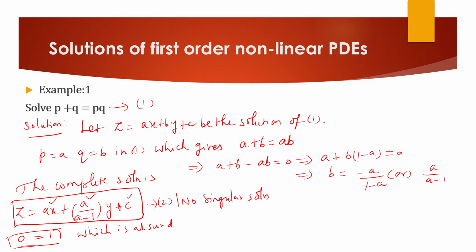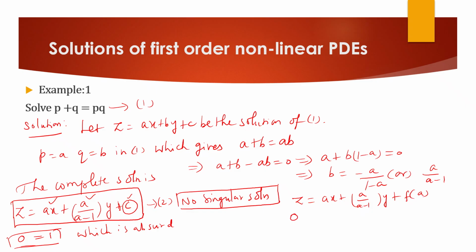Okay. Next, how to find the general solution? For general solution, we have to take one constant as a function of the other. So we are going to take c as a function of a. That is, let us take z as ax plus a by a minus 1 into y plus a function of a. So now we have to differentiate this with respect to a.